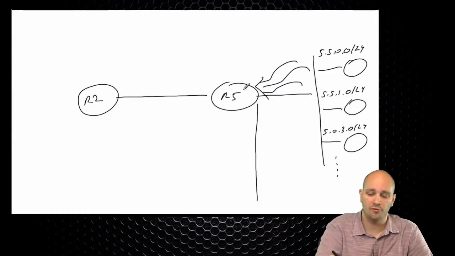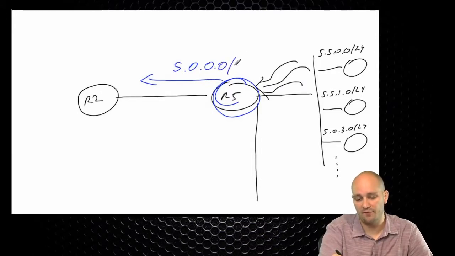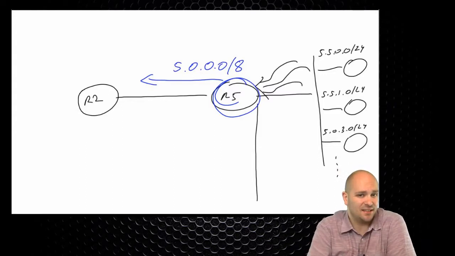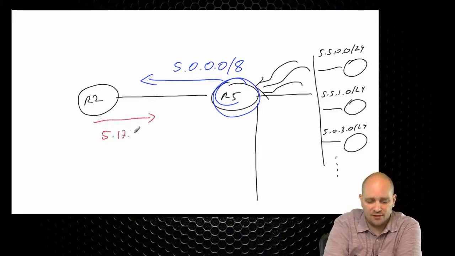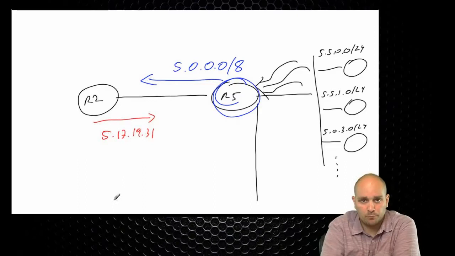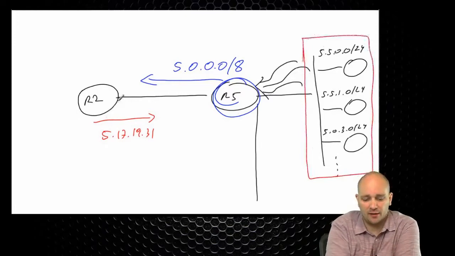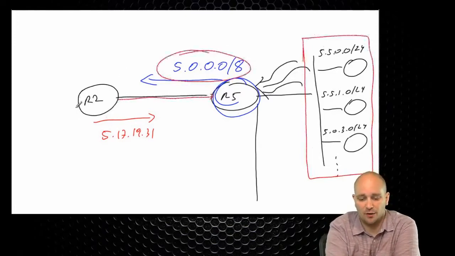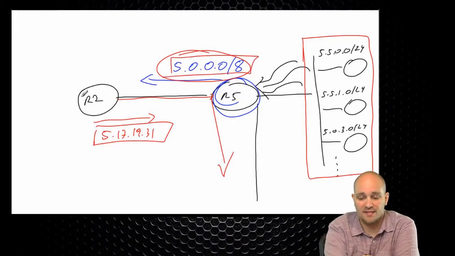Now, what I want to do here from R5, I want to tell R2, hey, you know what? If you have any traffic that goes to 5.0.0.0/8, send it to me. So let's now say that R2 sends the traffic for 5.17.19.31. Okay, so something that we don't have here in this network. Now, when this traffic actually arrives at R5 as the result of this route, because R2 doesn't know any better, R5 is going to say, okay, I'm having traffic for 5.17.19.31. Do I have a more specific route where to send this traffic? No, I don't. So R5 is actually going to drop this traffic as the result of this null route.